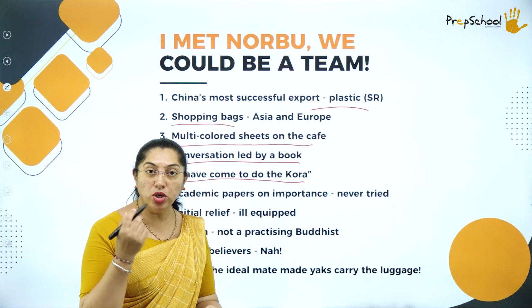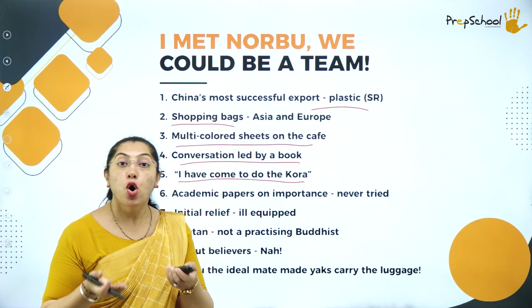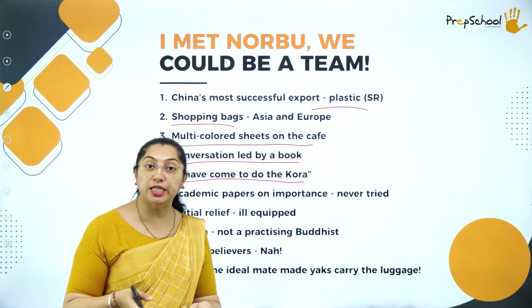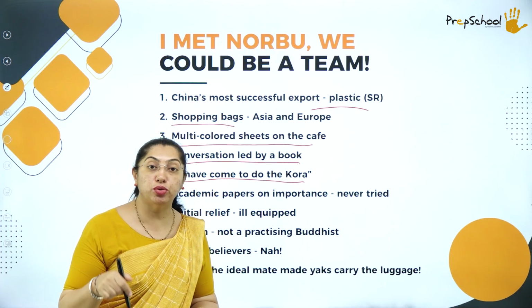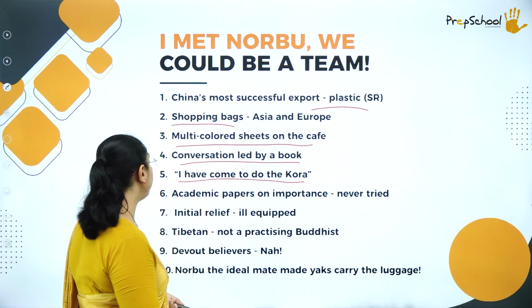So when the narrator went to that cafe, he could see one of the persons who was reading the book, and he also says that he had also come to do the Kora, that is, he also wanted to take up the pilgrimage. So who is the person?